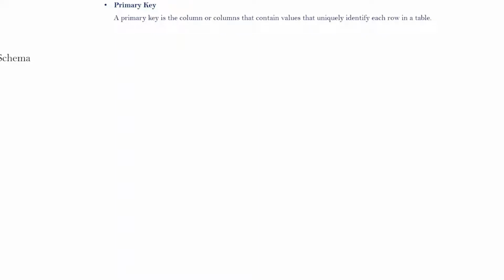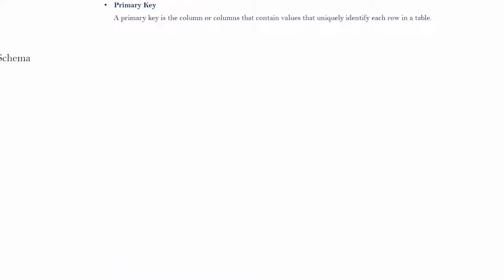Before going into more detail, let's hear out some other basic definitions. Primary key. What is a primary key? We will discuss schema a bit later. Before that, we are just defining a few important points like primary key. So what is a primary key? A primary key is a column or columns that contain values that uniquely identify each row in a table. Now our data is stored in a table, and we have to identify that the rows are unique.